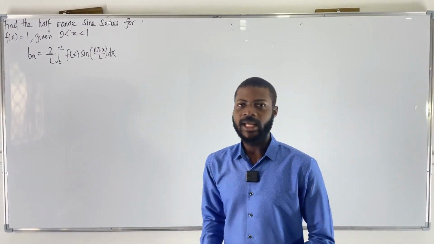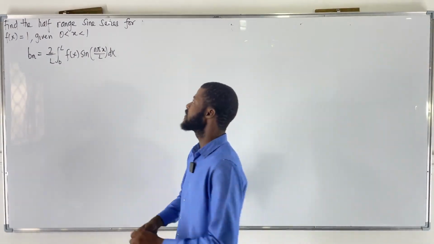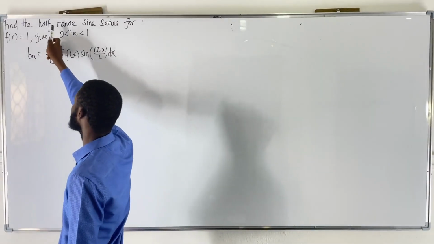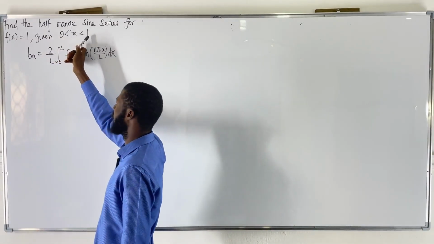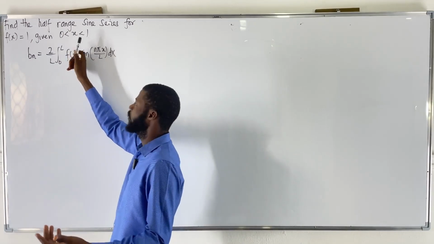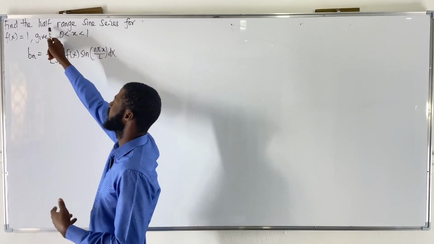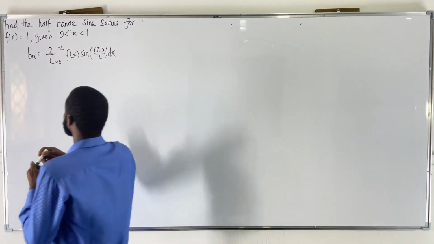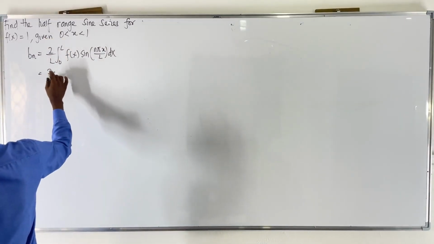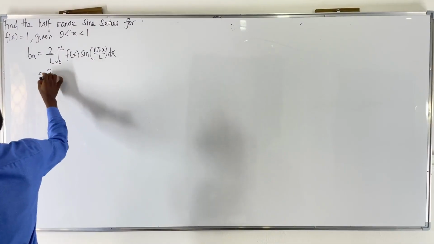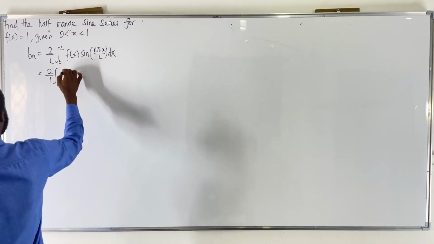Now, what's L? L is half the period. And since the range has been halved already, L is just 1. L is just 1 because they've already taken the half. We don't need to take the half again because L is half period. They've taken the half already, so that's just 1. So this will be 2 over 1. Integral from 0 to 1.